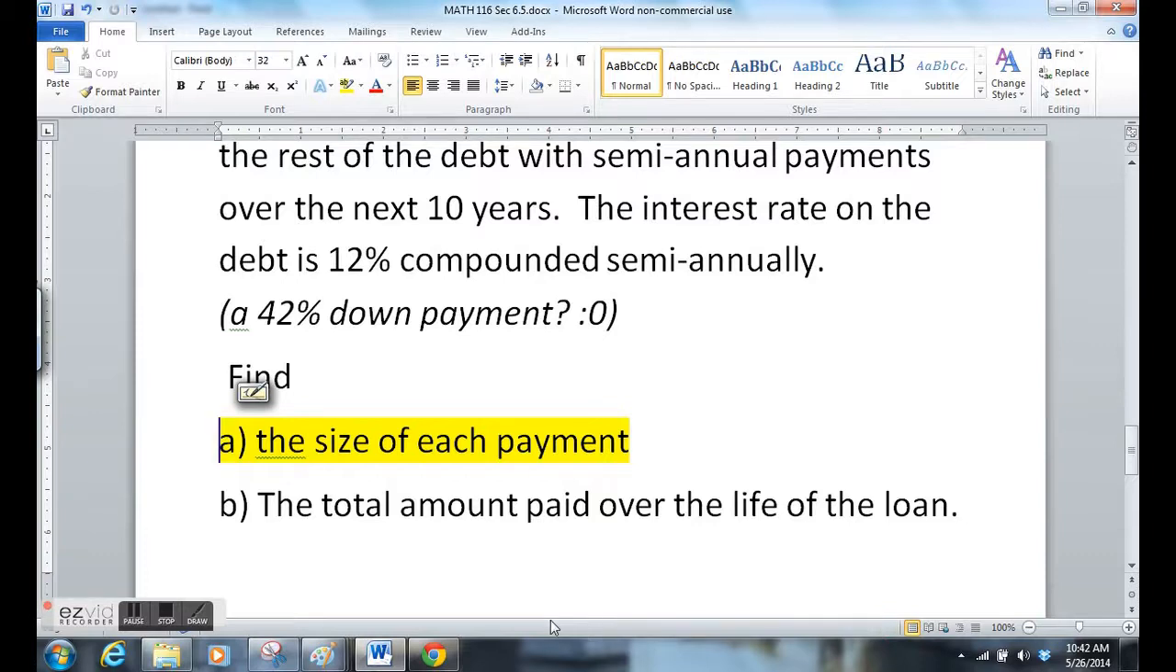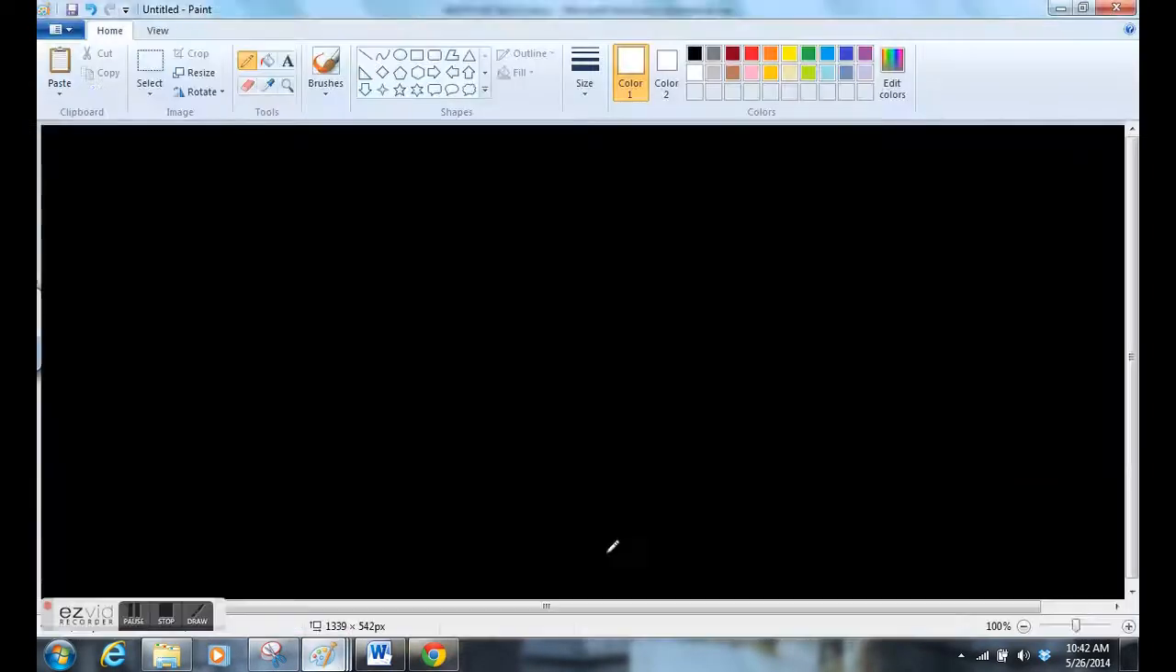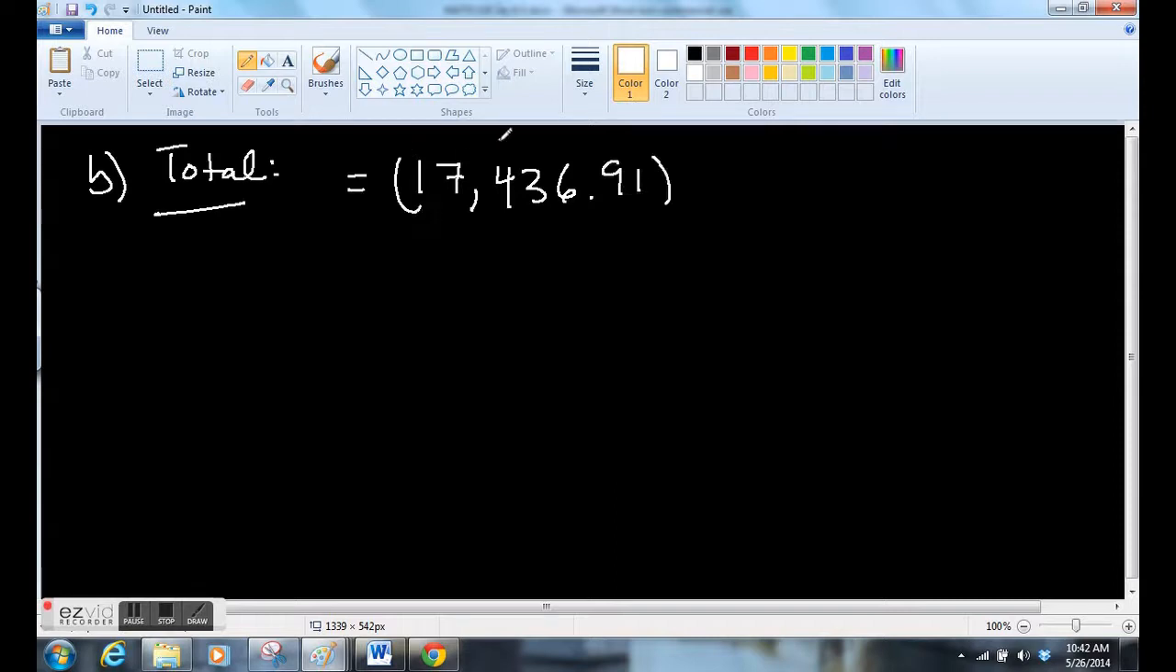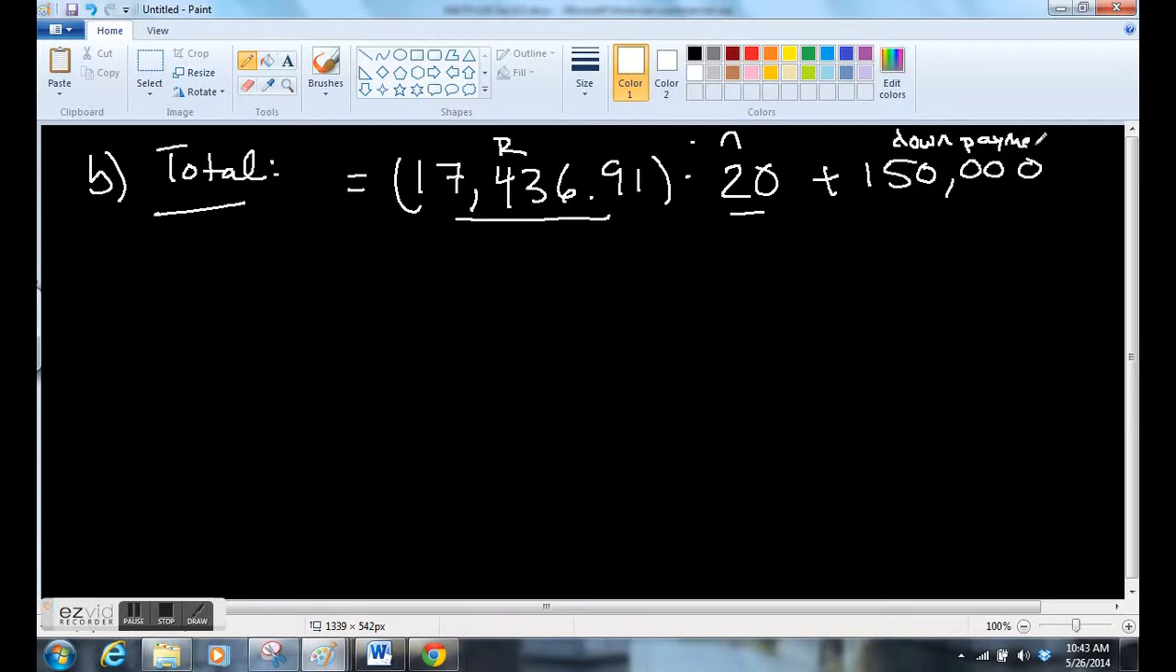Okay, find the total amount paid over the life of the loan. No problem. So the total amount paid, B, how much is he paying total? It's always kind of a sobering figure, isn't it? So he's paying $17,436.91. That's R. And he's paying that 20 times, that's N, the number of payments. He's paying this every 6 months, 20 different times, and then plus the $150,000 he put down with the down payment. Do you see that? That's how much total money he is putting into this house.